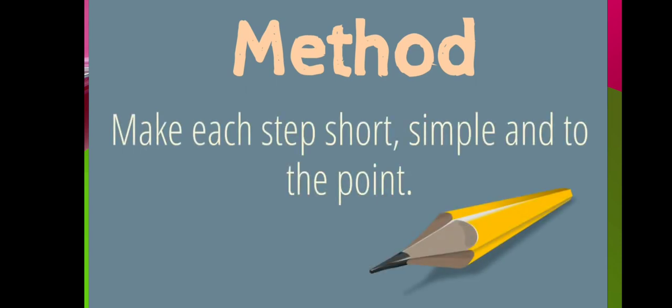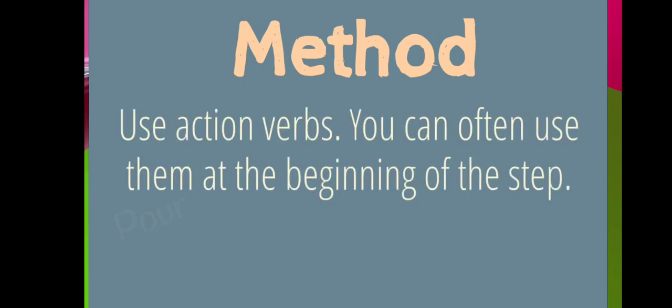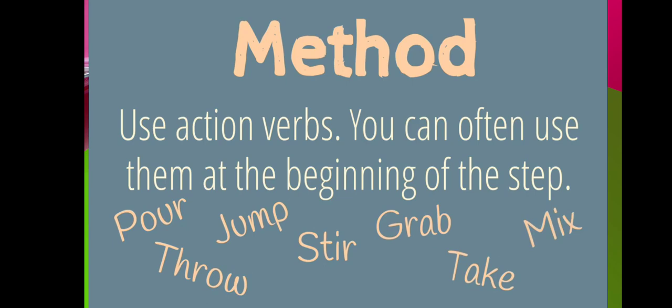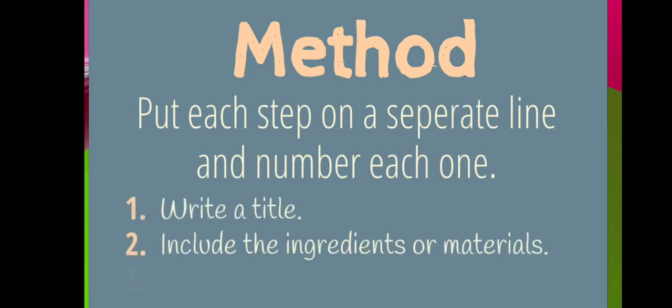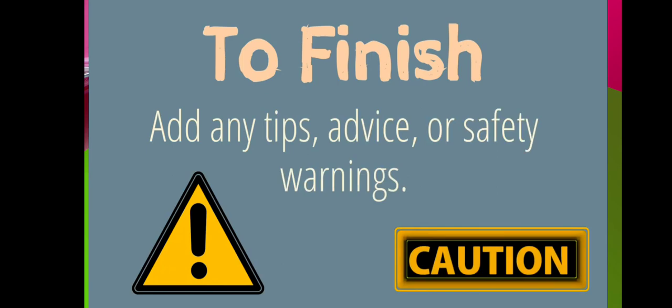Then method. Make each step short and simple. It is easy to understand. Method, using action verbs. You can often use them at the beginning of the step. You have to use these imperative verbs in the beginning. Put each step on a separate line and number each one. Write a title, include ingredients, write all the steps. To finish, add any tips, advice, or safety warnings at the end. An example.